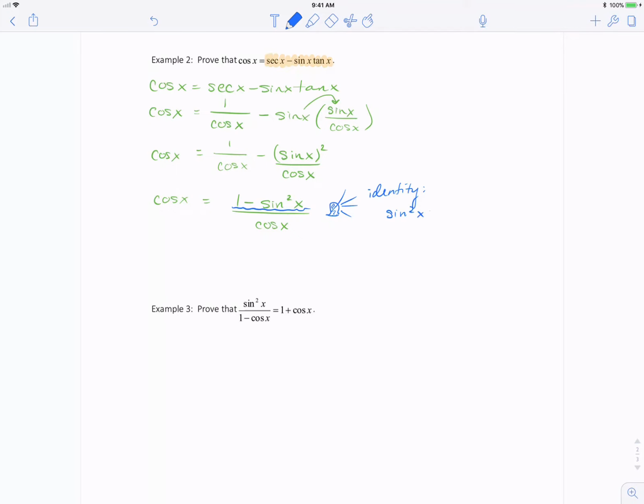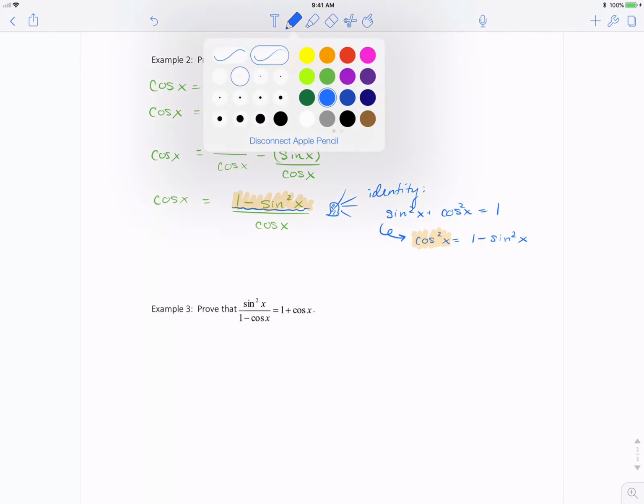Sine squared x plus cos squared x equals 1. If I were to manipulate this equation and isolate for cos squared x, I'm left with 1 subtract sine squared x. This is the term that I have up top. So where I see that 1 minus sine squared x, I'll replace it with cos squared x.